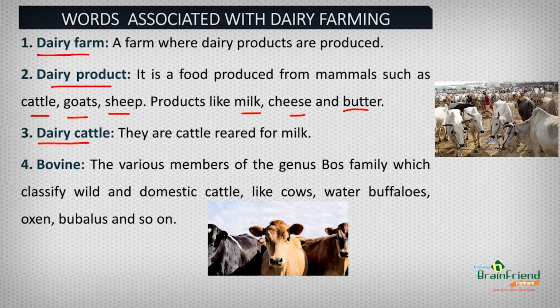Next, we have dairy cattle. These are cattle reared for milk. Next, we have bovine. These are various members of the genus Bos family, which classify wild and domestic cattle, such as cows, water buffaloes, oxen, bubalos, and so on.